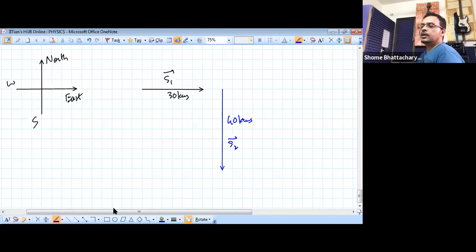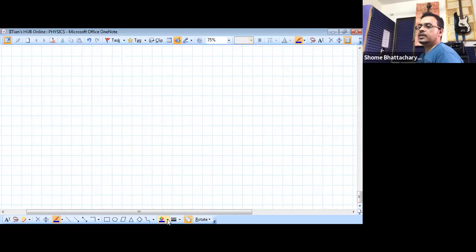So now the point is, how do I calculate the net displacement? I need to find S1 plus S2. So how do I do this? Let's think logically. What is happening? Let's assume that I start from this point. This is my initial point O, and first I make the displacement S1. After completing the displacement S1, where will I reach? I will reach this point, which is the head of this arrow.